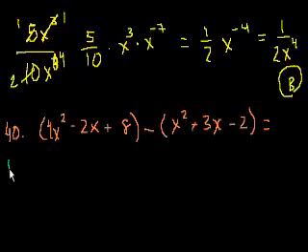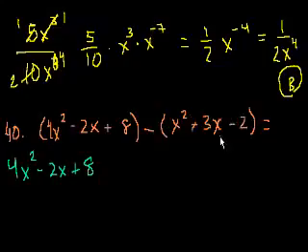So this is equal to 4x squared minus 2x plus 8. And now we distribute this minus over this whole expression. So minus times x squared is minus x squared. Minus times positive 3x is minus 3x. The minus 1 times negative 2, well, now they cancel out and you get a plus 2. We switch the sign on everything here because they're all being multiplied by this negative 1.